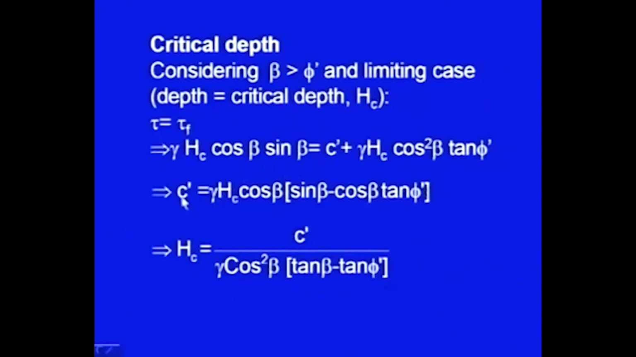So, from here c dash will be equal to gamma h c cos beta, taking cos beta common, and inside the bracket you will be getting sin beta minus cos beta into tan of phi dash, and finally you will be getting this expression: h c is equal to c dash divided by gamma cos square beta into tan beta minus tan of phi dash. So, using this expression you can find out the critical depth, the depth which gives you the maximum value of the depth for which the slope will remain stable.